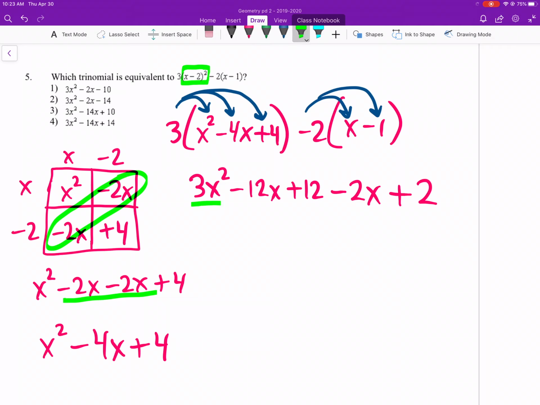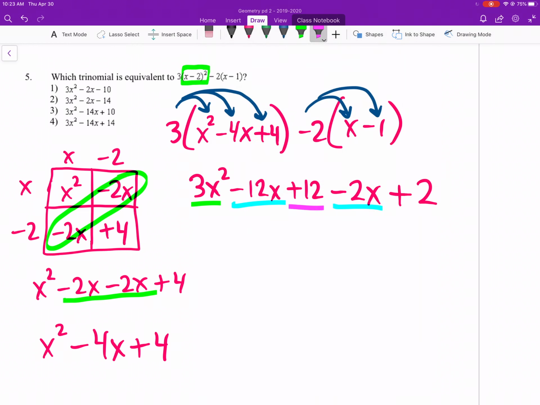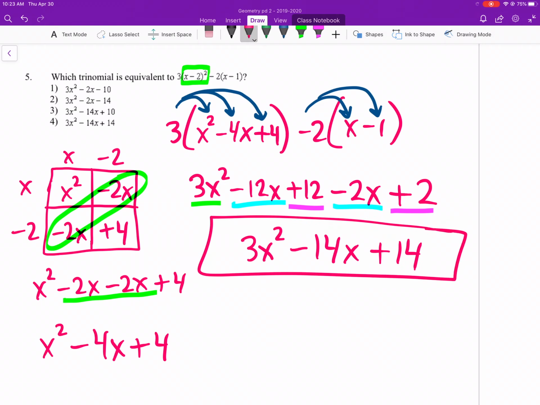So like terms, 3x squared, nothing, negative 12x, yep, negative 2x. And then we also have a couple constants, numbers by themselves. Those are also like terms. You end up with 3x squared. Those x terms, negative 12x minus 2x is negative 14x. And 12 and 2 is 14, which is choice 4.